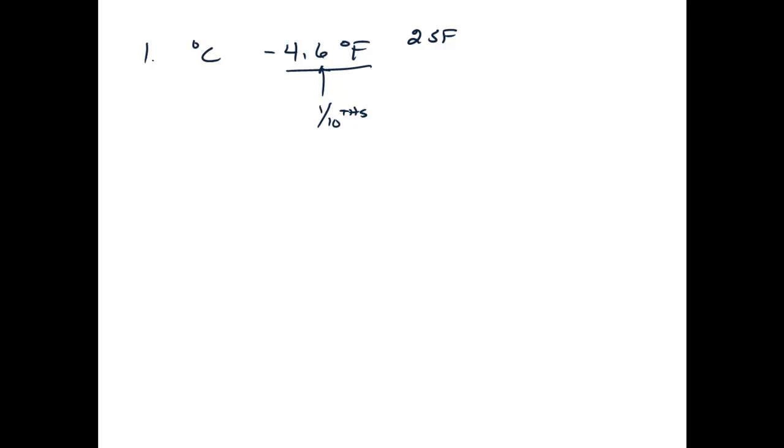Next, we need to look at the differences between the degrees Celsius scale and the degrees Fahrenheit scale. If we look at degrees Celsius, water freezes at 0 degrees Celsius and it boils at 100 degrees Celsius. And on the Fahrenheit scale, water boils at 212 degrees Fahrenheit and it freezes at 32 degrees Fahrenheit. So the number of units between freezing and boiling on the Celsius scale is 100 units. On the Fahrenheit scale, it's 180 units.